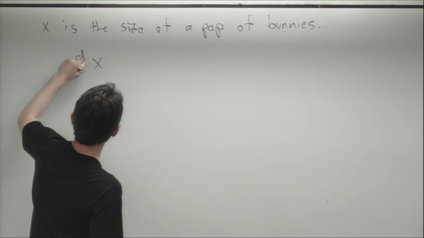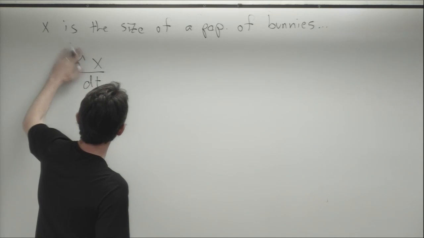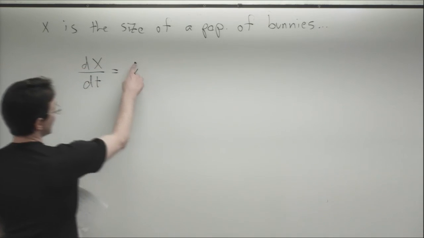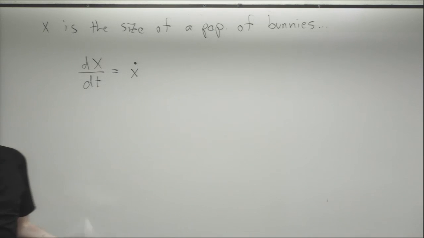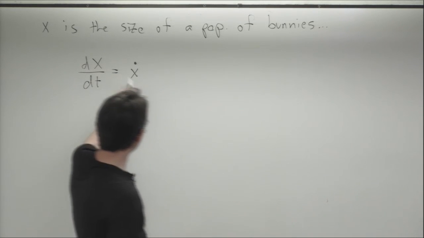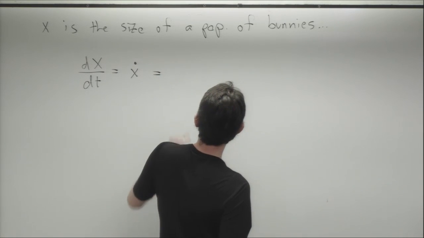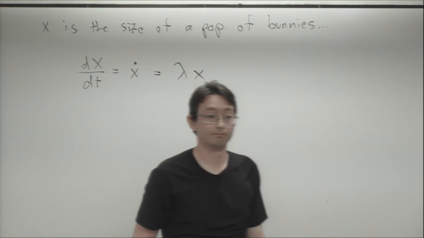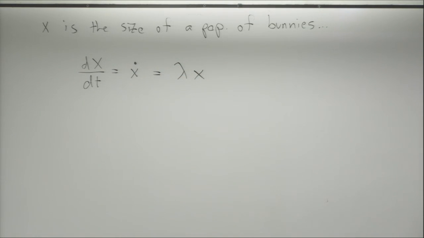This is dx with respect to time. We're going to call that x dot. So dot is specially used for time derivatives. dx dt equals x dot. This is going to be proportional to the size of the population. Okay, this is our simplest differential equation. x dot equals lambda x.